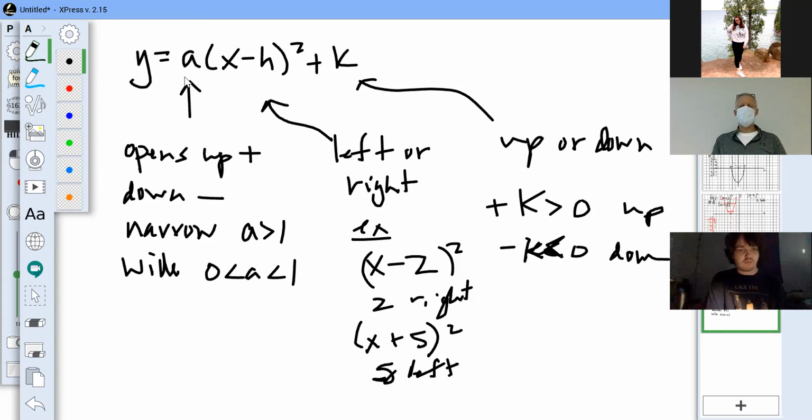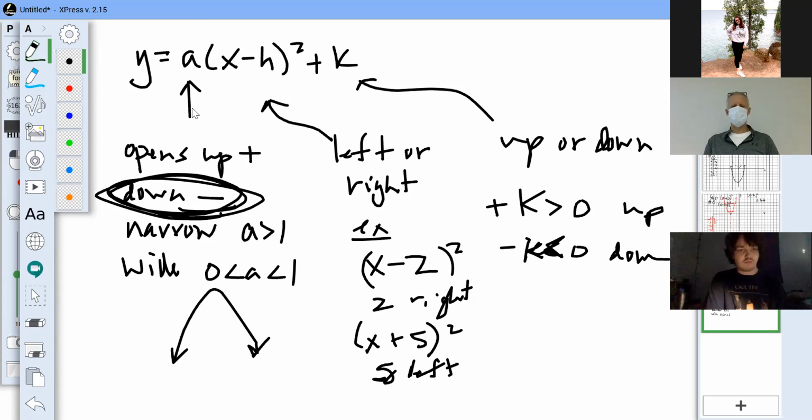Okay, now if this a value is negative, so it opens down, if I see a negative number right there, it'll be flipped upside down. It'll go down instead of up. Okay.